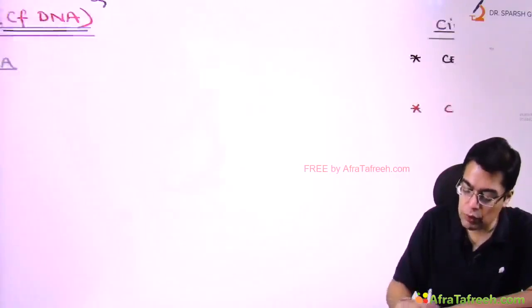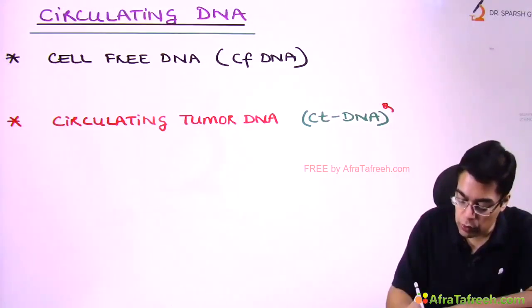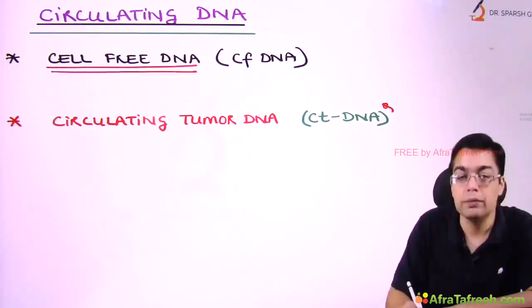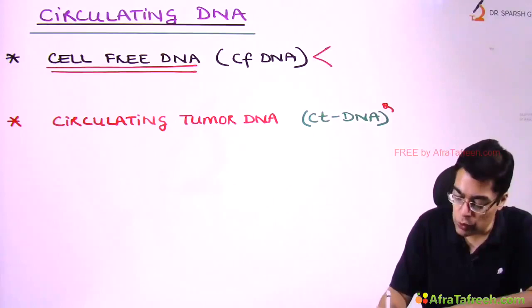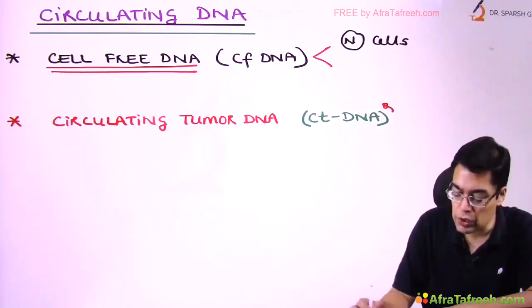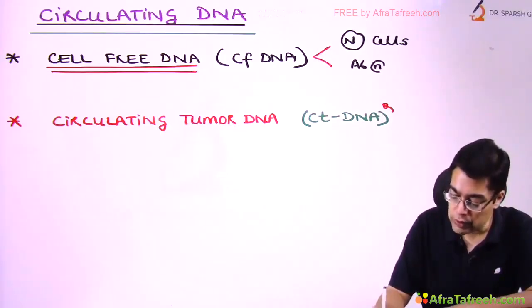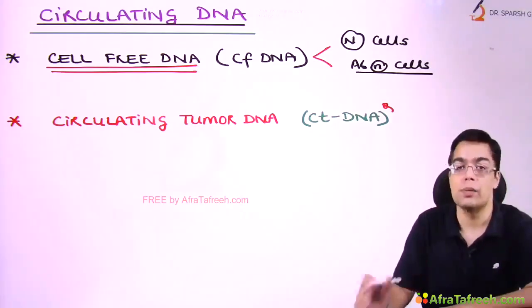Now whenever we are talking about circulating DNA, this can be of two types. The first situation can be the presence of cell-free DNA. This is something that is seen in a normal situation. That means normal cells can secrete cell-free DNA, and there can be situations wherein in pathological processes also you can have the presence of cell-free DNA in the systemic circulation.